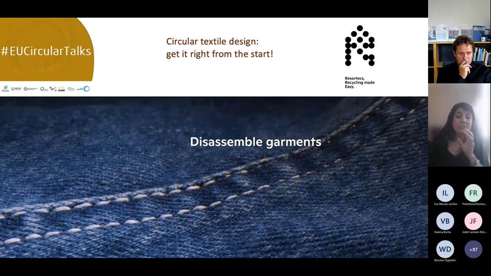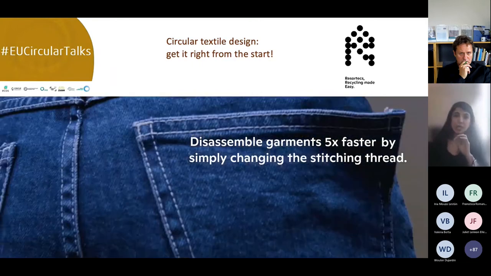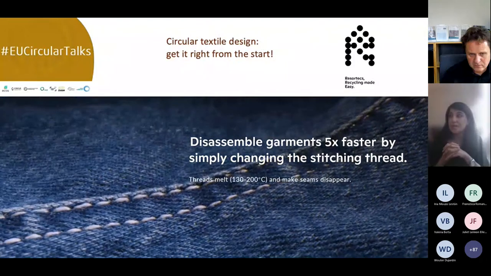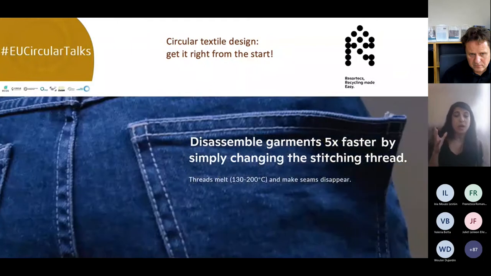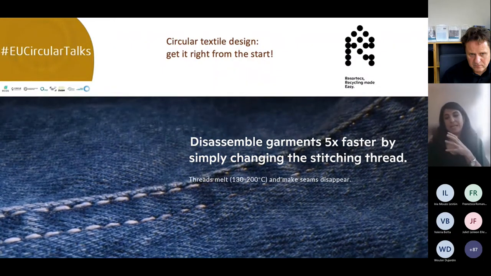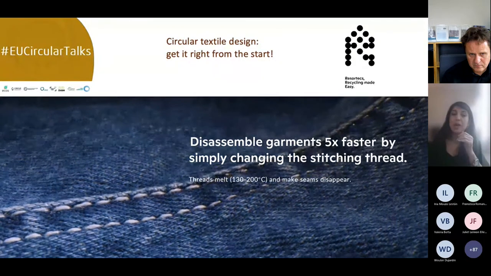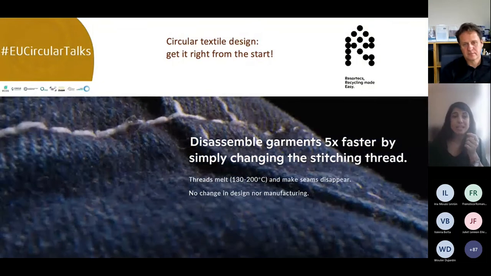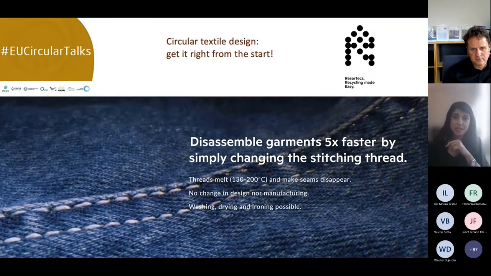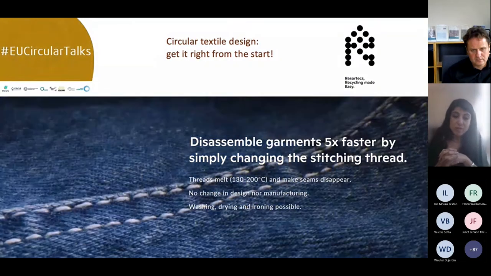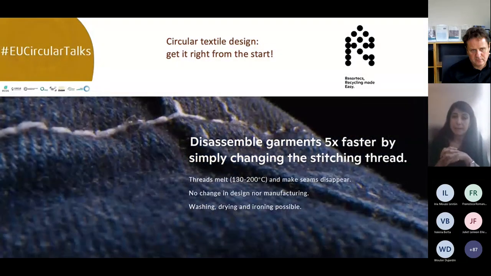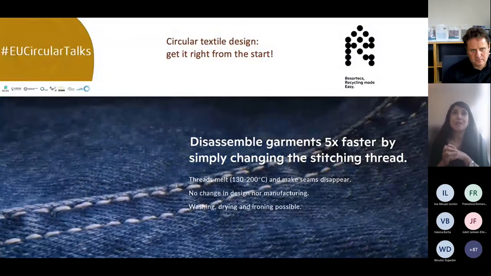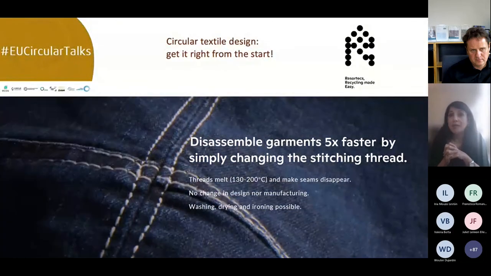Resortex can make disassembling garments 5 times faster by simply switching the stitching thread. Our stitching threads can melt at varying temperatures between 130 and 200 degrees. And when you manufacture the garment with those threads, before recycling, in the disassembly step, you apply heat and the thread simply disappears automatically. This requires no change whatsoever in the design or the manufacturing process. And yes, the garments can still be washed, dried and ironed if needed. We are able with the Resortex ovens to dismantle 13 tons of process capacity every single day. Here, it's great, it's interesting. And then the question is, what if a product is made with the Resortex solution? What is the environmental footprint of it?